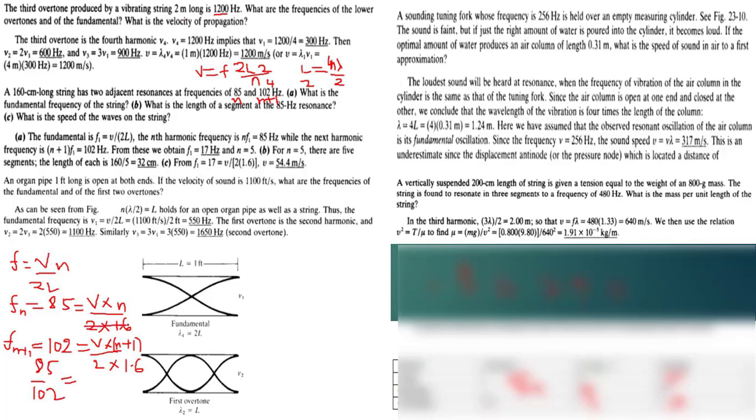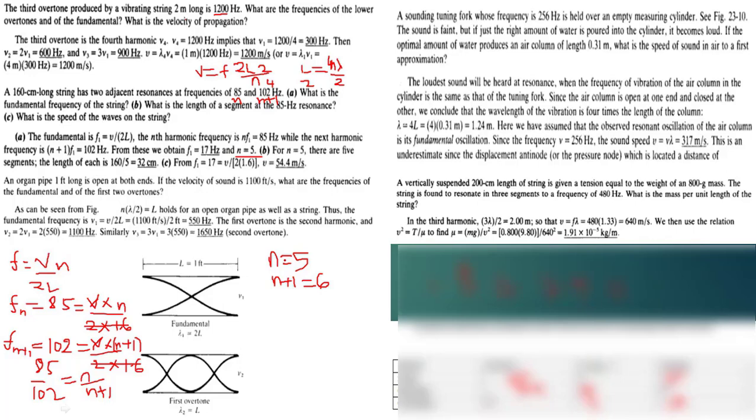Ukidivide, 2 times 1.6 ita cancel na 2 times 1.6, v na v zita cancel, so utabaki na n divided by n plus 1. So from there you can solve for n. Solving for n, you will get the answer as what amepata hapa, n is equal to 5 na n plus 1 is equal to 6. So for 85 inakuwa ni n is equal to 5 na for 102 n is equal to 6.